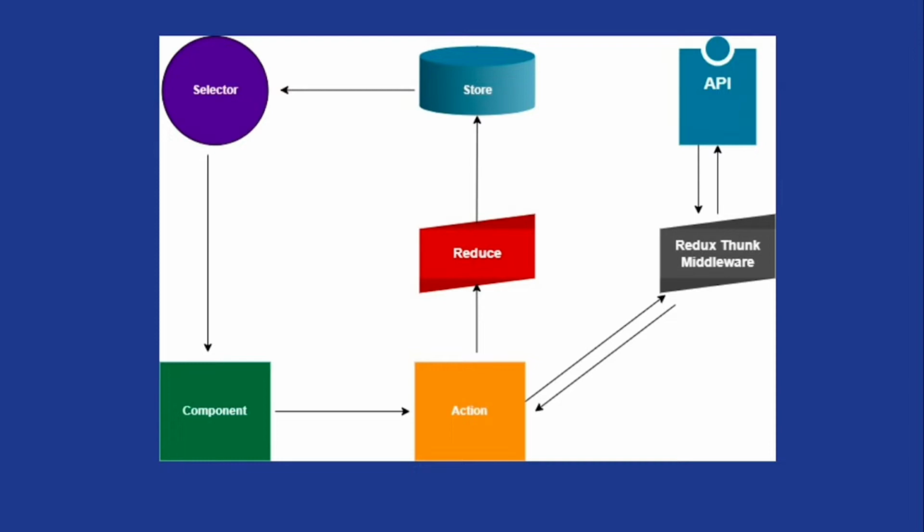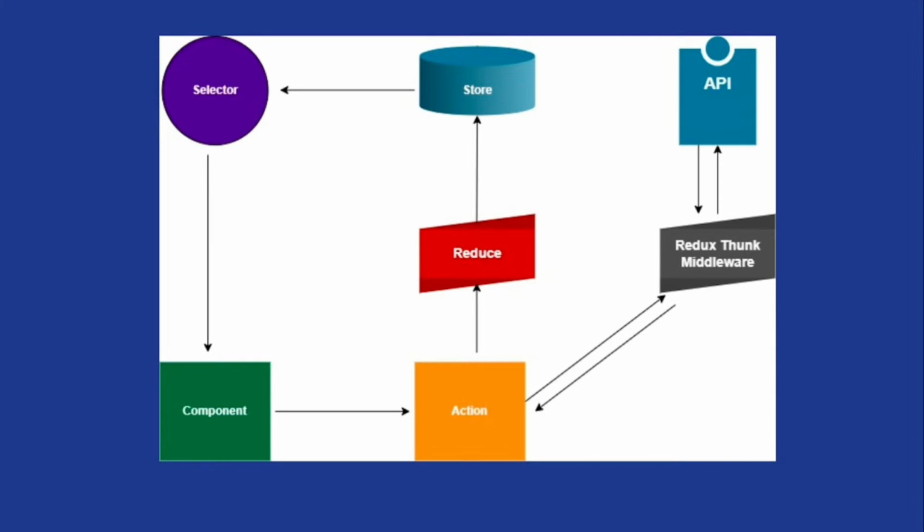Okay, let's understand the flow now. Suppose there is a component, and I want to invoke an API call and store the API response data into the store. So the component will trigger some action, for example, I want to fetch from API.com. Whenever this action is invoked, if we implemented Redux Thunk middleware, before executing the action method, Redux Thunk middleware will execute the API call logic.